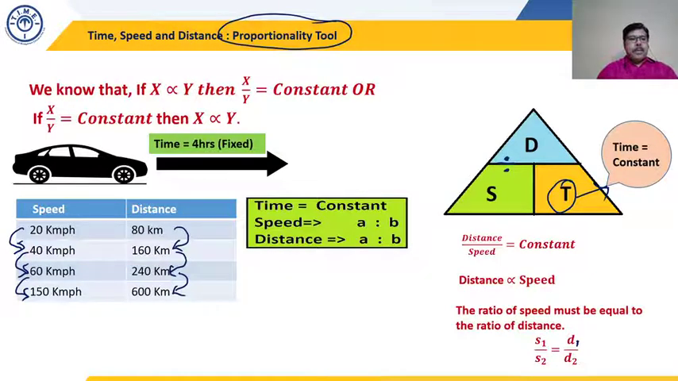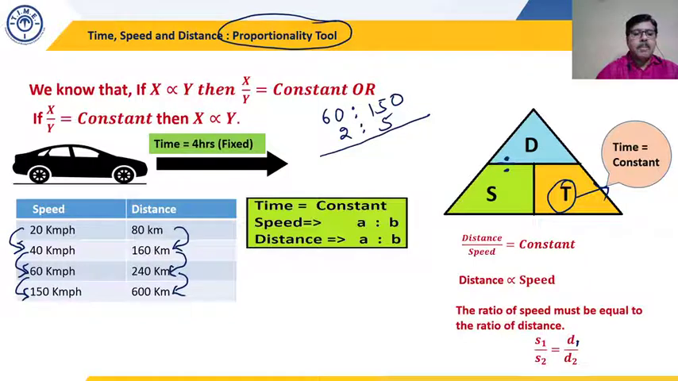Let's say the ratio of speed, you can see over here, is 60 is to 150. You can copy directly from the table, 60 is to 150. So can I say it is 2 is to 5? Then what is the ratio of distance covered? It is in the ratio 240 is to 600, which is again 2 is to 5.